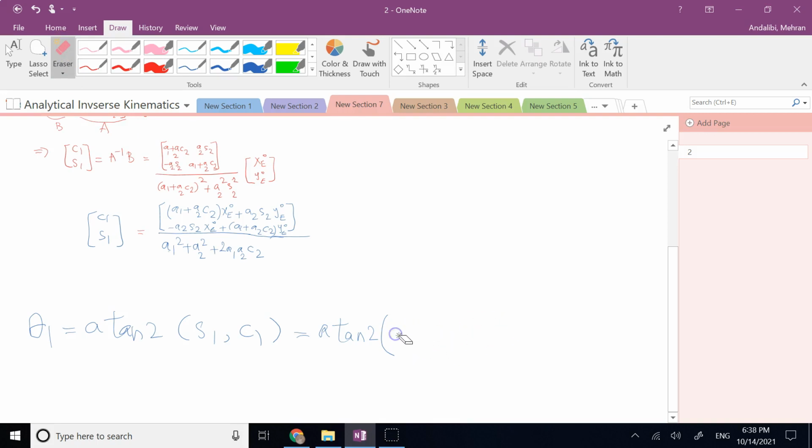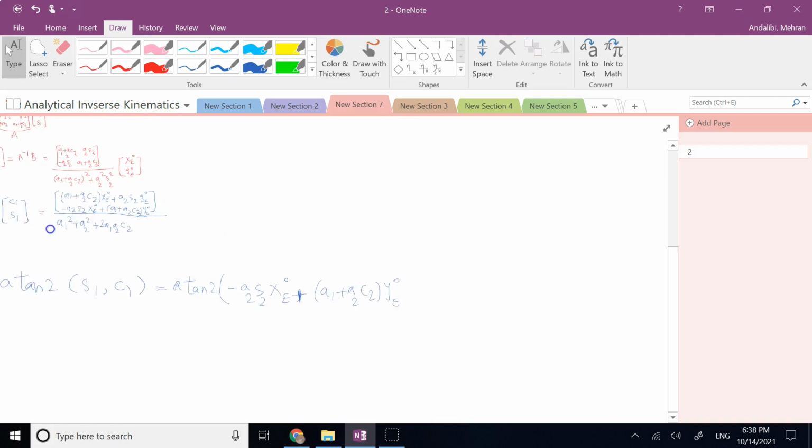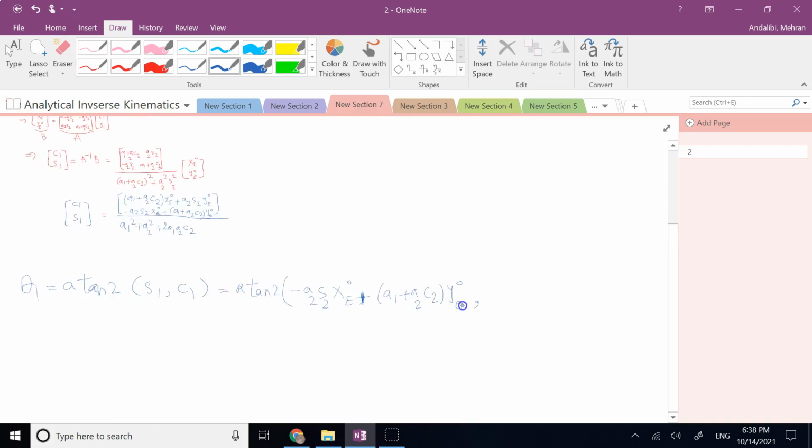So negative A2 S2 X and plus A1 plus A2 C2 Y. That is the Y term, and then I have the X term, right?